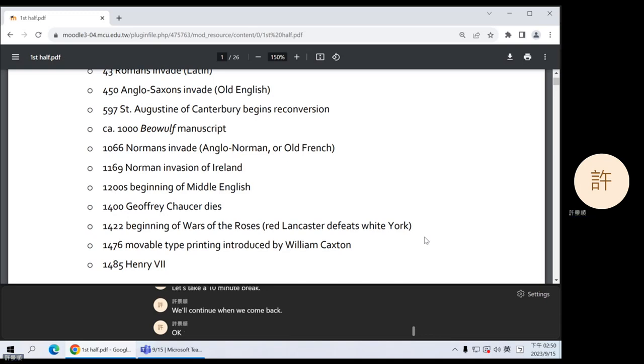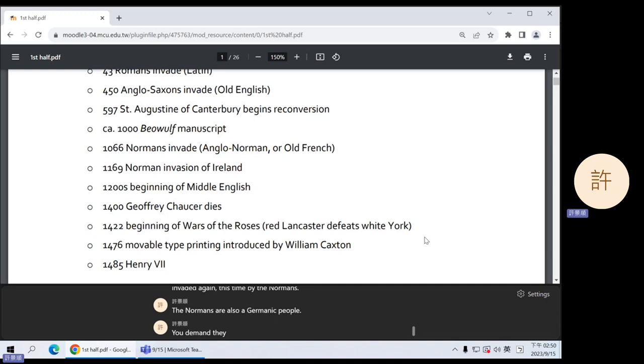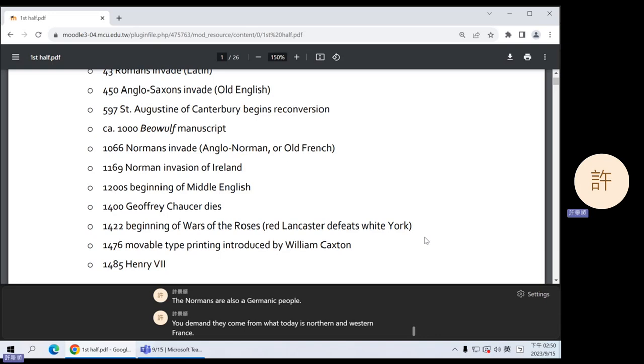Okay. So the next important thing is in the year 1066, the British Isles get invaded again, this time by the Normans. The Normans are also a Germanic people. You remember them. They come from what today is northern and western France. And so the language that they spoke, today we call this Anglo-Norman or Old French, 古法语.